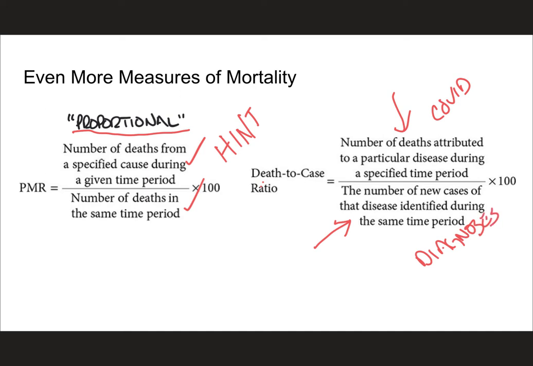Number of deaths from COVID divided by the number of total diagnoses of COVID, right? The death to case ratio, or case fatality rate, we also often call it. So you might see it in some others, CFR, in some epidemiological papers.